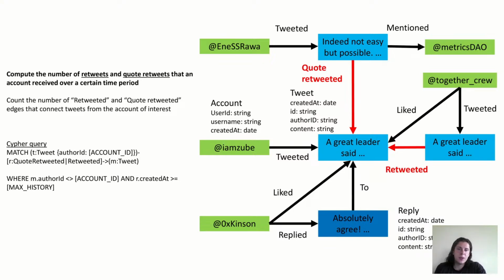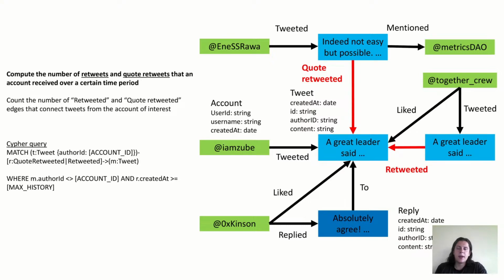So what we have now is we have selected all of the tweets from the account that we're interested in. We've selected all of the interaction types that we're interested in, so the retweets and the quote retweets in this case. We then threw out all the cases where the author of the retweet or the quote retweet was the same as the author of the original tweet. And we threw out all the cases that were outside of the time period that we're interested in.